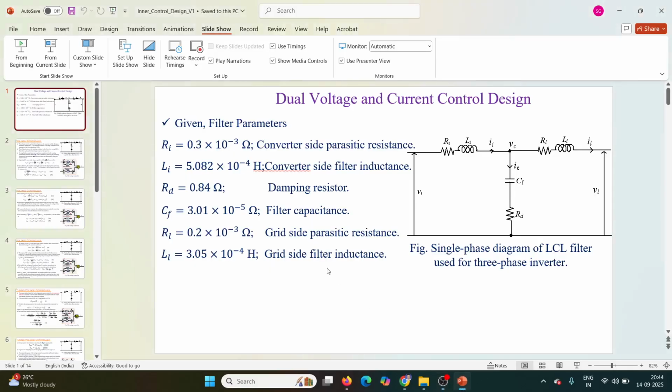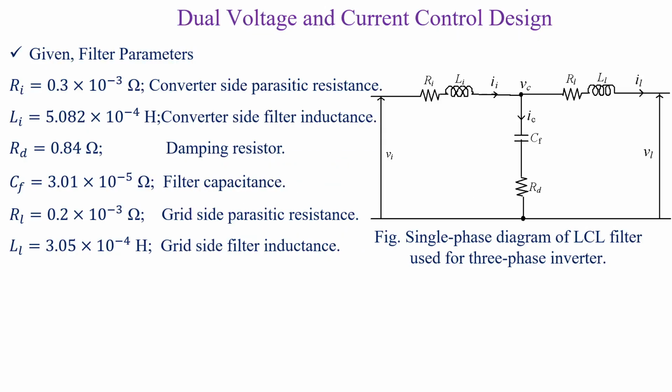Hello everyone. We are going to see one important aspect in power electronics, how to design inner voltage and current control based upon our desired performance and bandwidth. So we have given filter parameters: converter side parasitic resistance as Ri, converter side filter inductance as Li, damping resistance as Rd, filter capacitance Cf, grid side parasitic resistance as RL, and grid side filter inductance as LL.